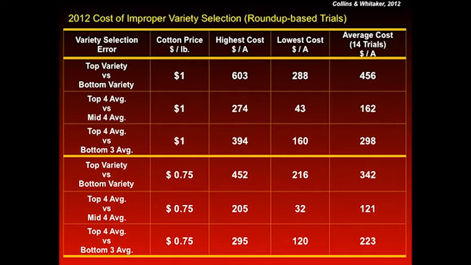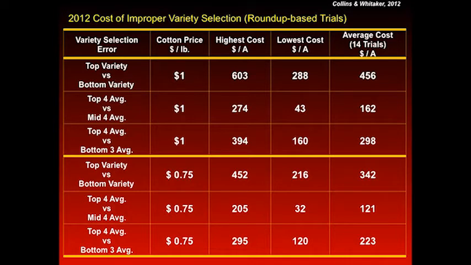And then I have several comparisons. The top variety compared to the bottom variety in each trial, the average of the top 4 varieties versus the average of the middle 4 varieties, and that's going to be your lowest error in variety selection. So that's going to be if you make a mistake, that's going to be the least error possible. Then the average of the top 4 versus the average of the bottom 3. All right, and this is the figures for the per acre basis. This is the single trial where the cost was the highest, and then the trial where that cost was the least. But these 3 numbers over here are the ones I'm really going to focus on today.